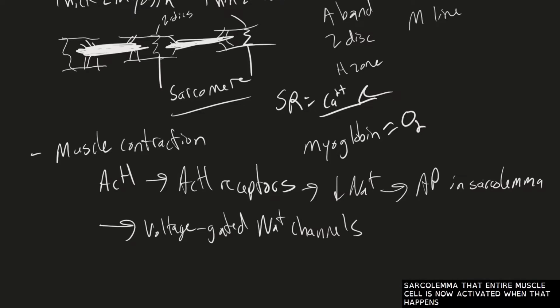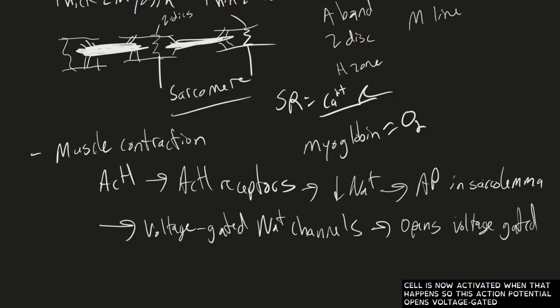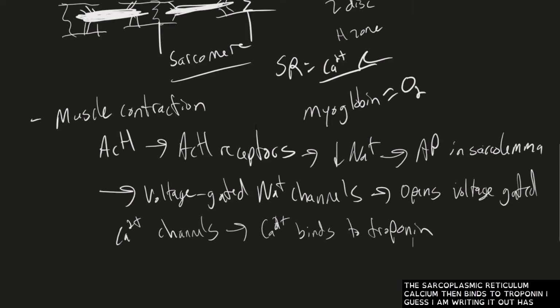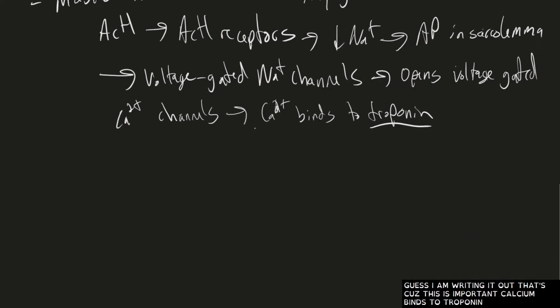When that happens, this action potential opens voltage-gated calcium channels along those T tubules around those triads there next to the sarcoplasmic reticulum. So calcium then comes out. Calcium then binds to troponin. I guess I am writing it out. Yeah, it's because this is important. Calcium binds to troponin. So remember in an actin filament.